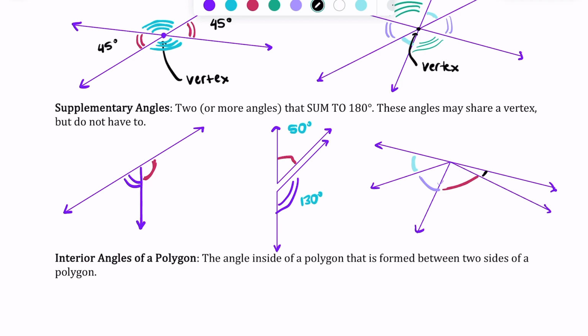Supplementary angles do not necessarily have to be congruent to each other. They can be. So I could have a 90-degree and a 90-degree angle. But the key premise here is that they all add to 180.